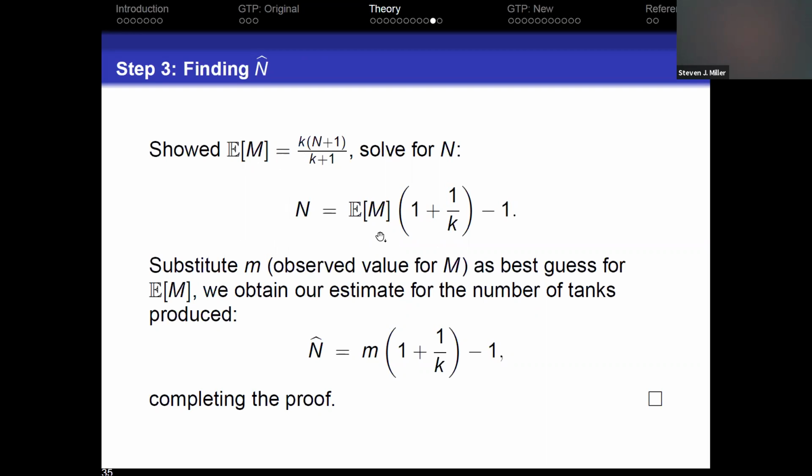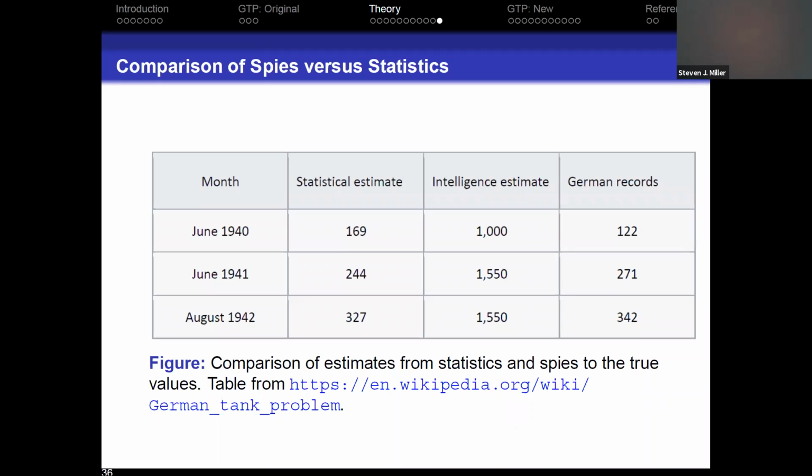Now we just substitute in for big M. We substitute in the observed largest serial number, and this will give us our prediction for the number of tanks produced. The best fit value for that is going to be the observed value of M times 1 plus 1 over k, minus 1. And again, putting in this chart, the more time to look at it, the better, just the wonderful job this theory does.